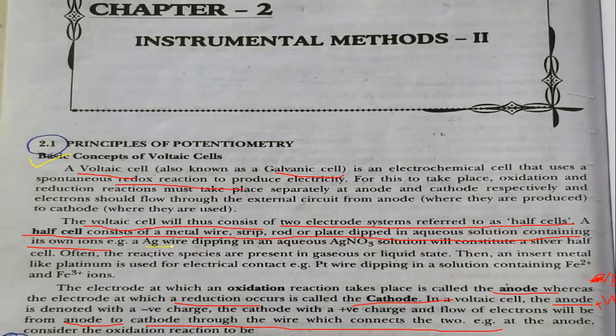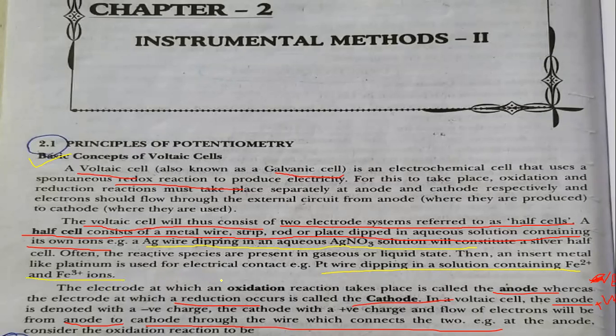Example: a silver wire is dipped in an aqueous solution of silver nitrate, which constitutes the silver half cell. Often the reactive species are present in the gaseous or liquid state, so an inert metal like platinum is used for the electrical contact. Here a platinum wire is dipped in the solution containing Fe2+ and Fe3+ ions.